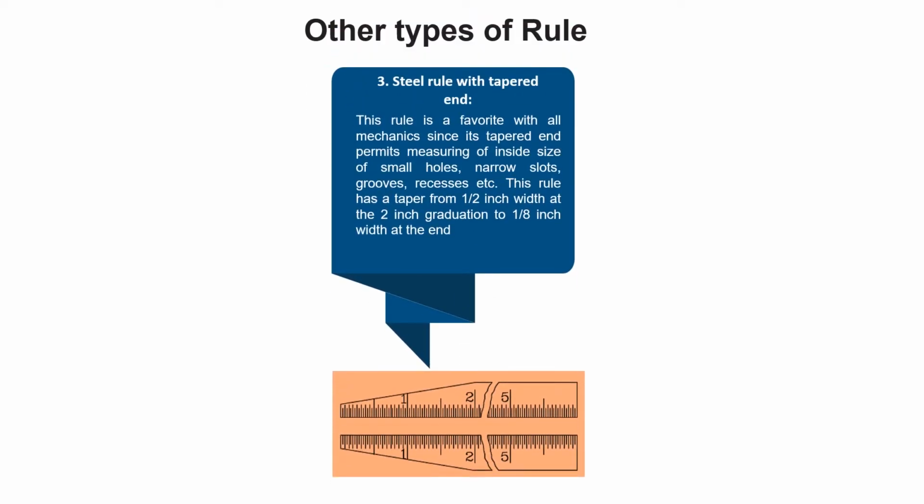Steel rule with tapered end. This rule is a favorite with all mechanics since its tapered end permits measuring of inside size of small holes, narrow slots, grooves, recesses, etc. This rule has a taper from half-inch width at the 2-inch graduation to 1/8 inch width at the end.